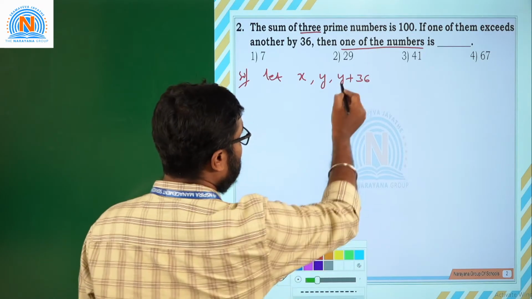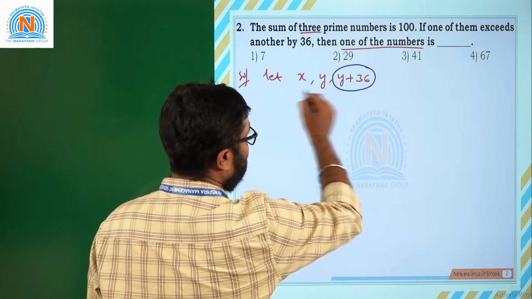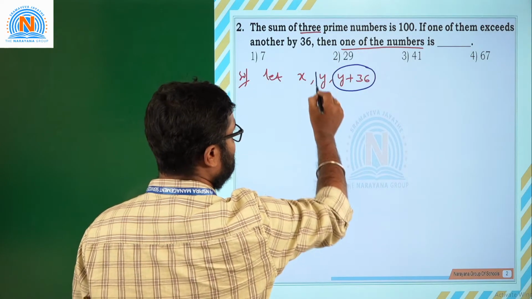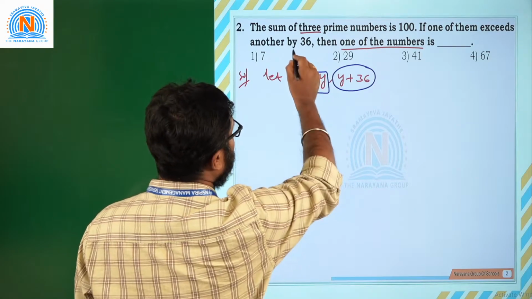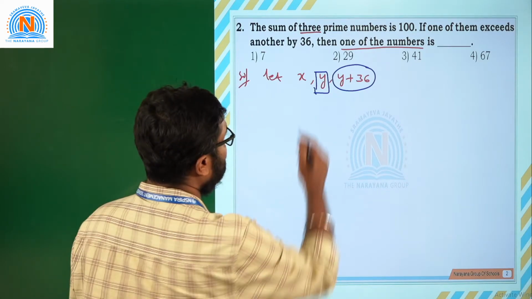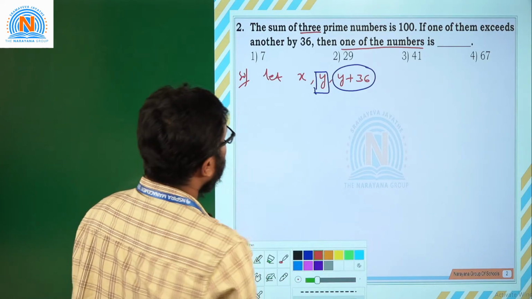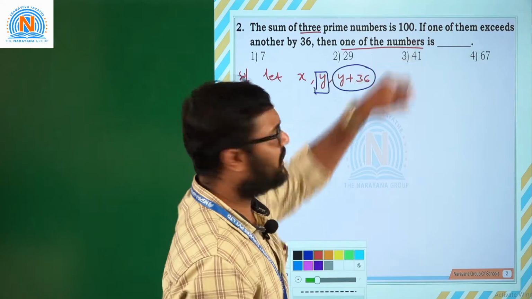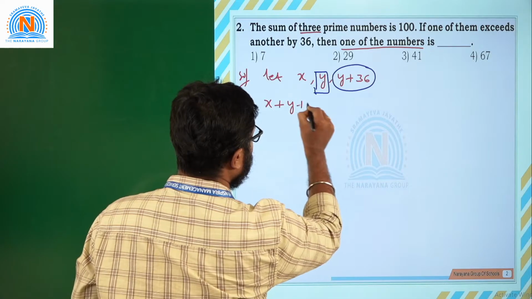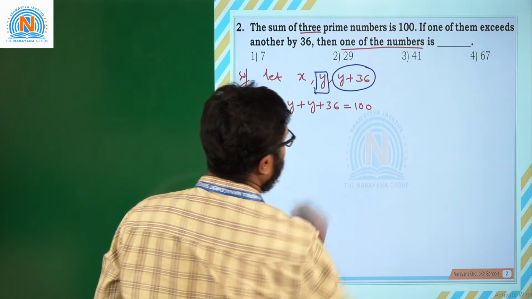One of the three prime numbers exceeds another by 36, so plus 36. Exceeds means addition, isn't it? Like this we took the three prime numbers. Now he said the sum of three prime numbers is 100. So the sum of three prime numbers, x plus y plus y plus 36, is equal to 100, isn't it?